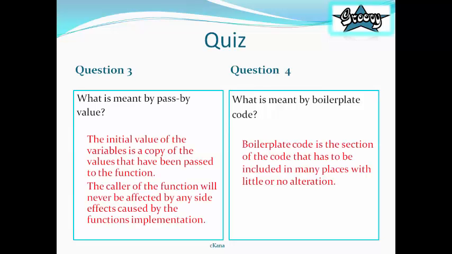The answer to question 3 is: the initial value of the variable is a copy of the values that have been passed to the function in pass by value, and the caller of the function will never be affected by any side effects caused by the function's implementation. And the answer to question 4 is: boilerplate code is a section of the code that has to be included in many places with little or no alteration.